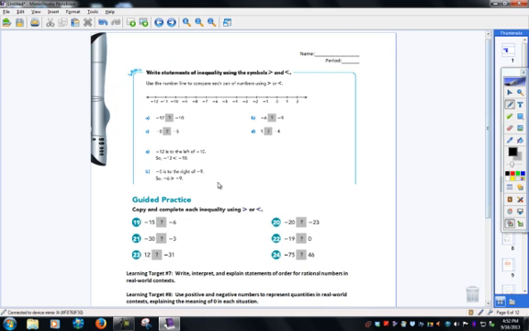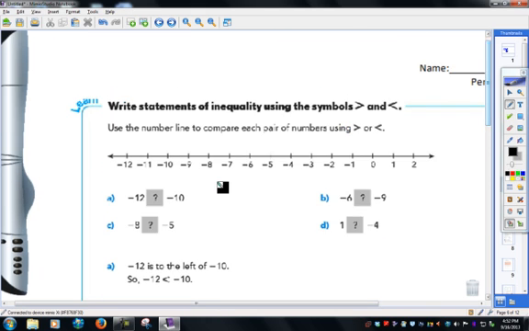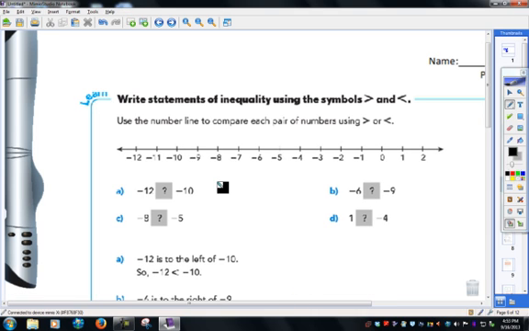Okay, let's go to the next page. I'll zoom in here a bit. Write statements of inequality. So this is essentially the same learning target that you did last unit, with the only difference being that now we're talking about integers. We're including negative numbers. So right here you can see that they gave you a number line. That's negative 12. If it's hard to see on your copy, I apologize if it didn't copy very well. But that's negative 12, and that's negative 10. Now, when we think about the numbers 12 and 10, we immediately think, well, 12 is larger than 10. But remember, it's opposite when we're talking about negatives.